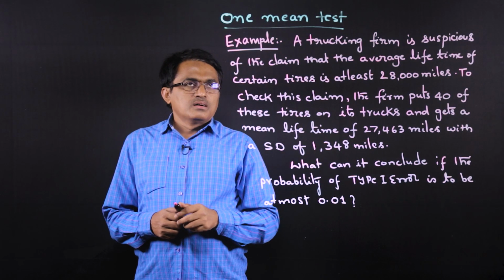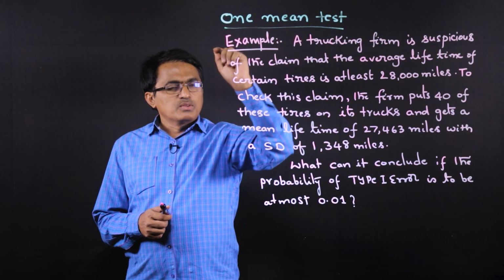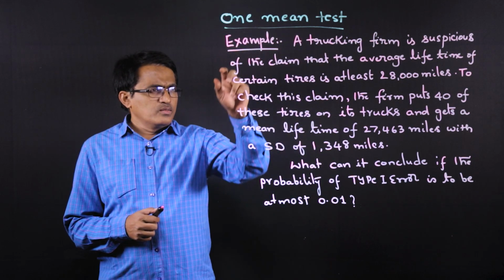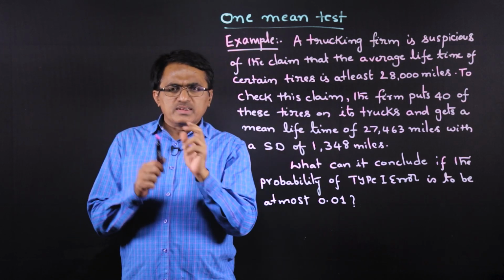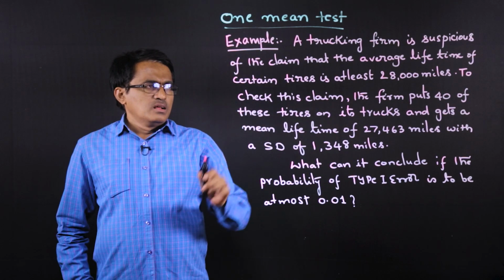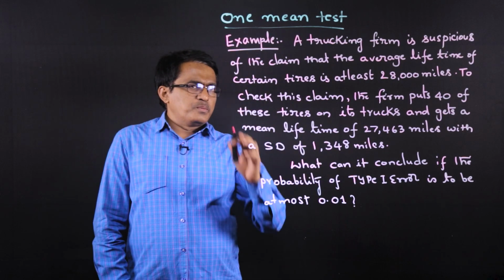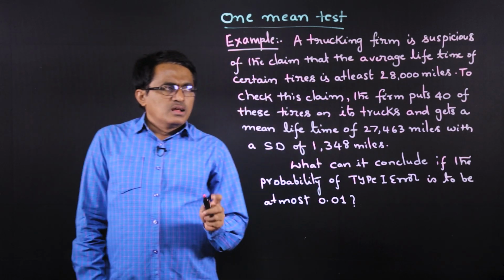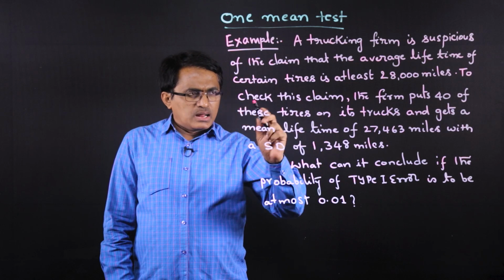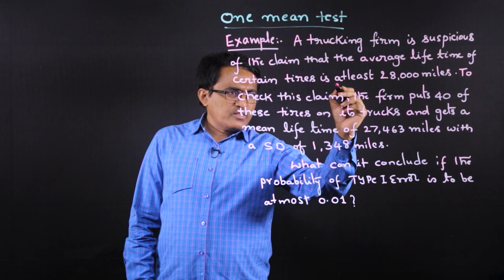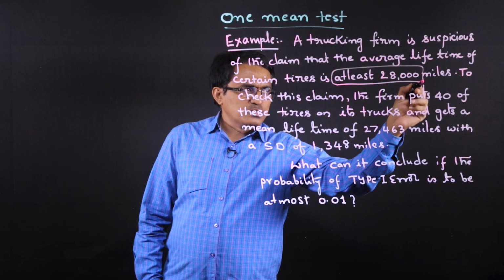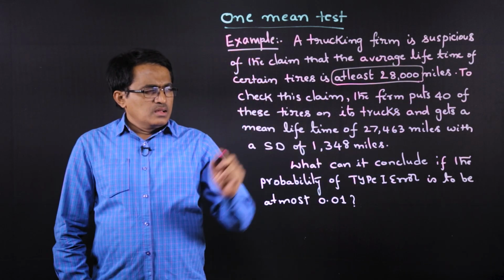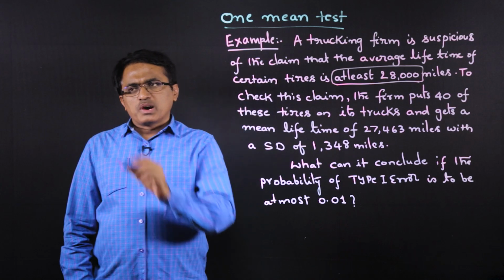Welcome to the session in which we are going to see one mean test. Now we'll consider this example to see the process of testing of hypothesis. If we go through the problem mentioned here, the company claims that the average life of the product is at least 28,000 miles. That means this is the hypothesis which we are going to validate.